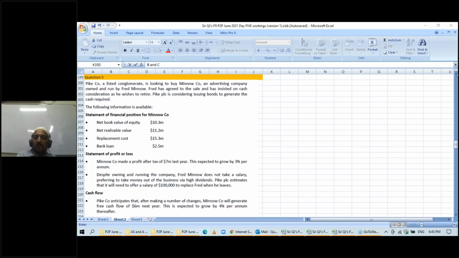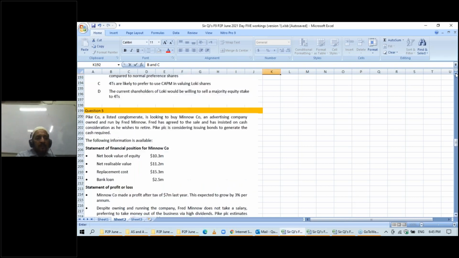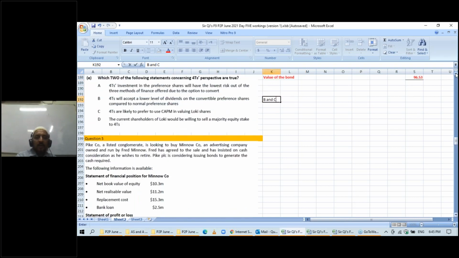Okay. Now one of the participants is asking why A is not correct. A says that 4T's investment in the preference shares will have the lowest risk out of the 3 methods of finance offered, due to the option to convert. Ordinary shares will be more expensive. How can preference shares be more expensive?